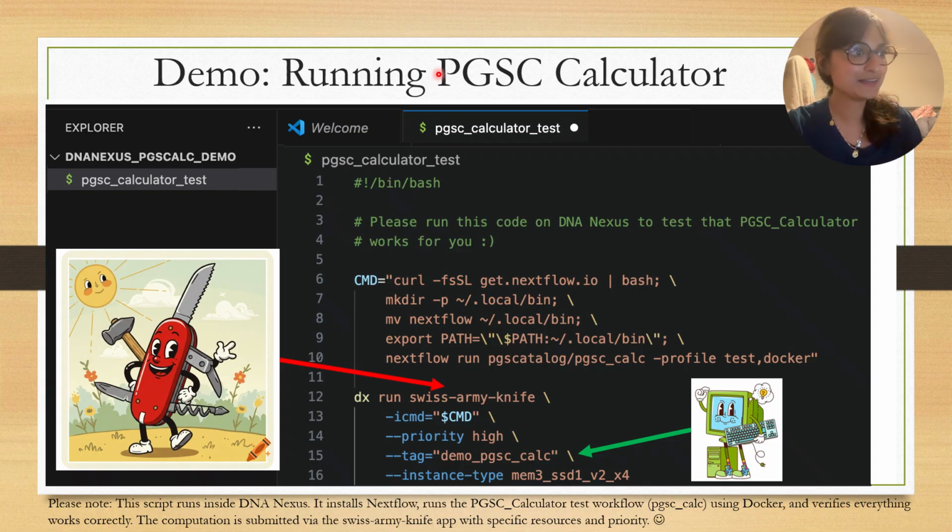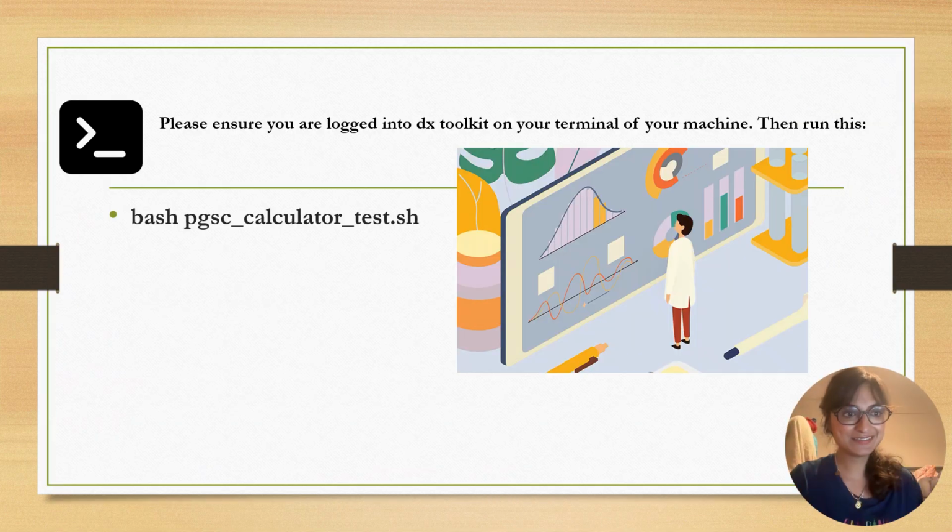And we're going to run it using bash pgsc_calculator_test.sh, which I'll show you. So yeah, this is what it's going to do. We just have to write bash pgsc_calculator_test.sh. That's the command we need to provide to the DX Toolkit terminal window.